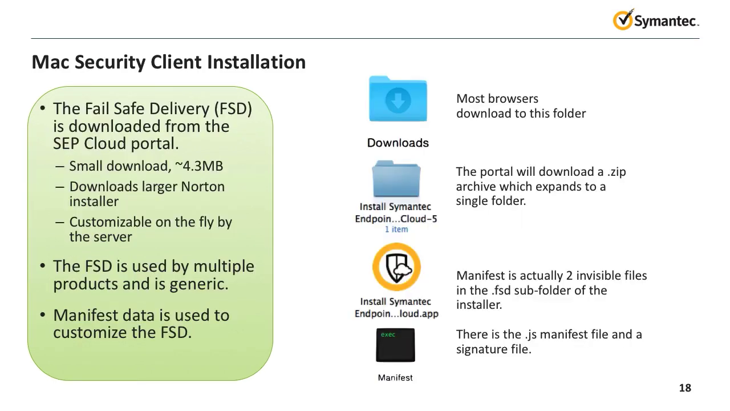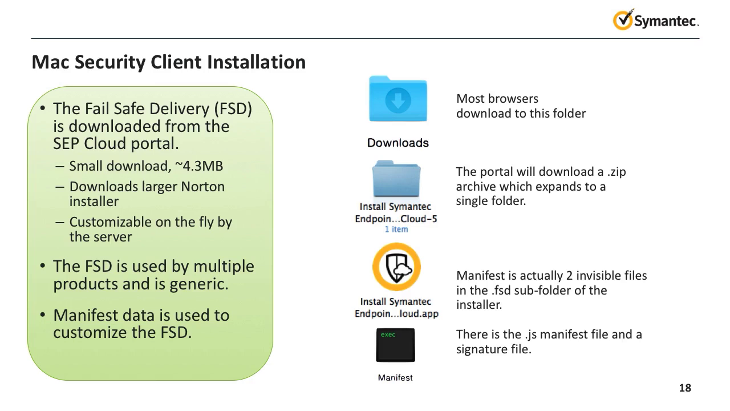Mac client installation uses the failsafe delivery, or FSD, which is a small download. When it runs, it pulls down the full installation package. This downloader is customized per download, meaning you cannot reuse the same one on multiple machines. You have to let it download the full package on each machine.